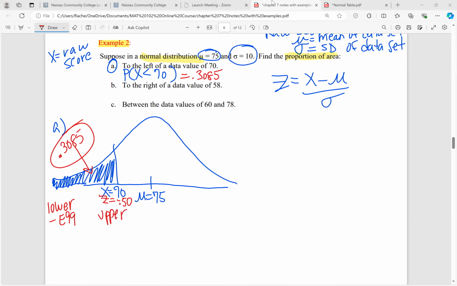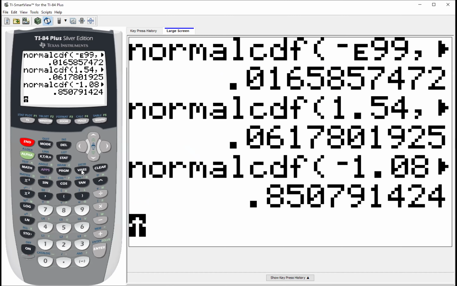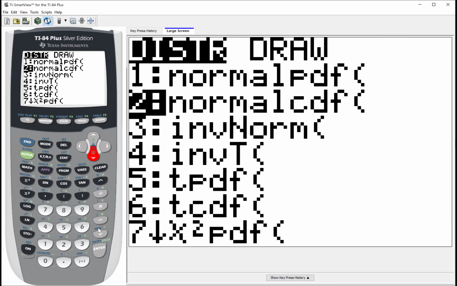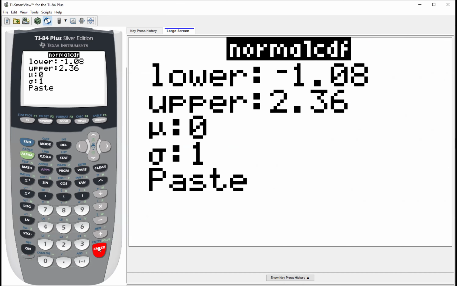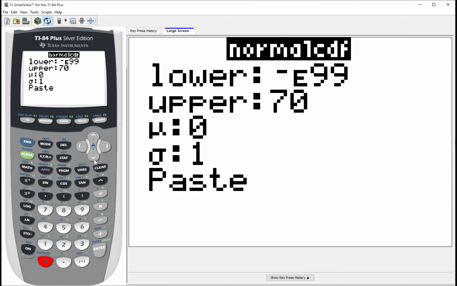So let's go to the calculator, pull up normal CDF. Either way, the left is negative E99. But now one option for the upper is to use the raw score. We could totally use the raw score if we want to, which was 70.